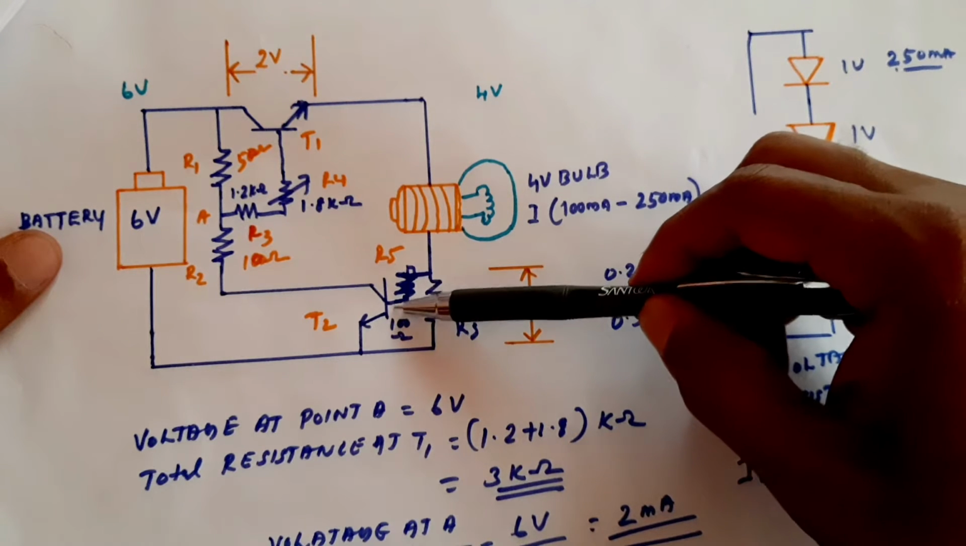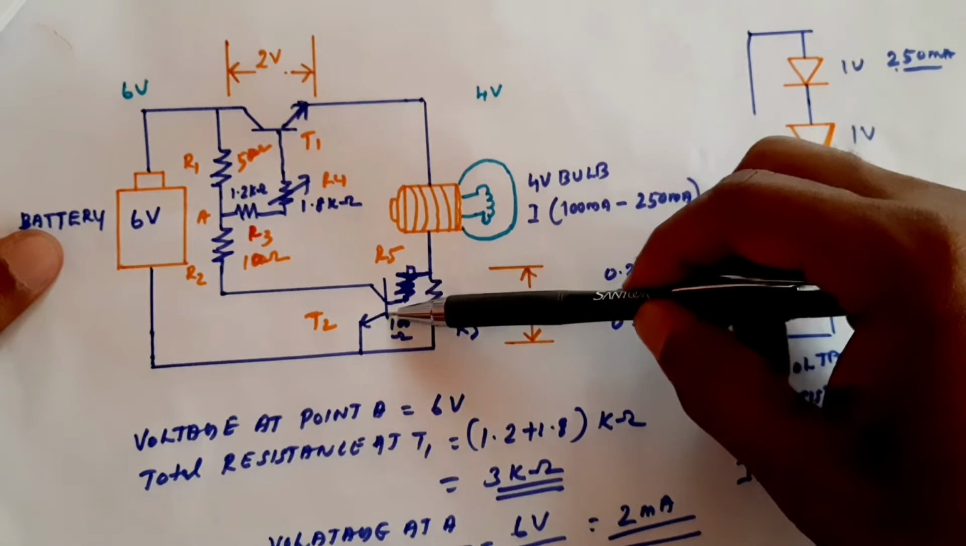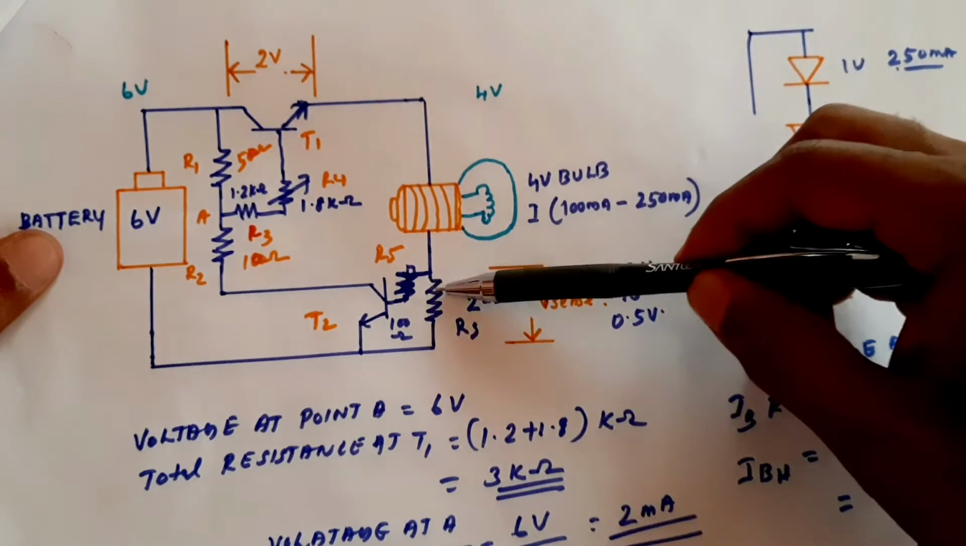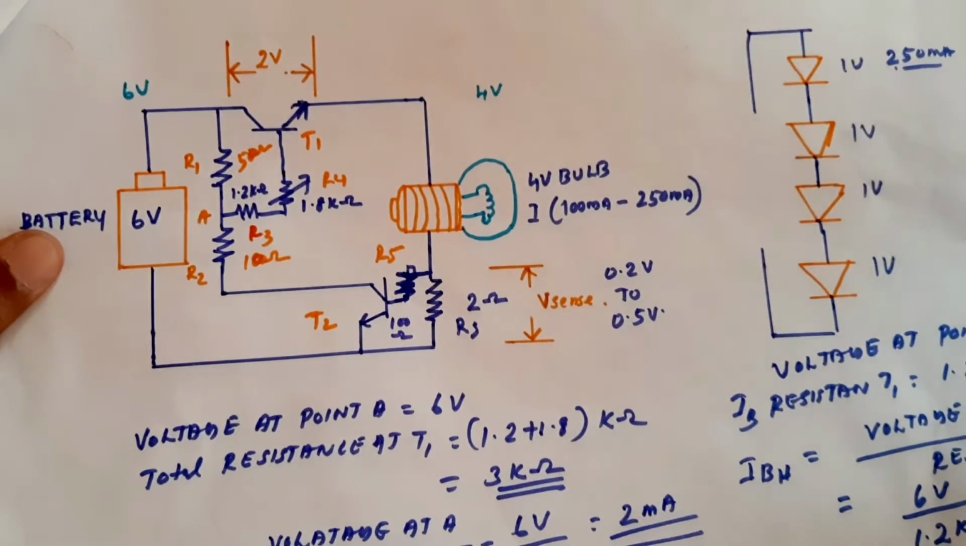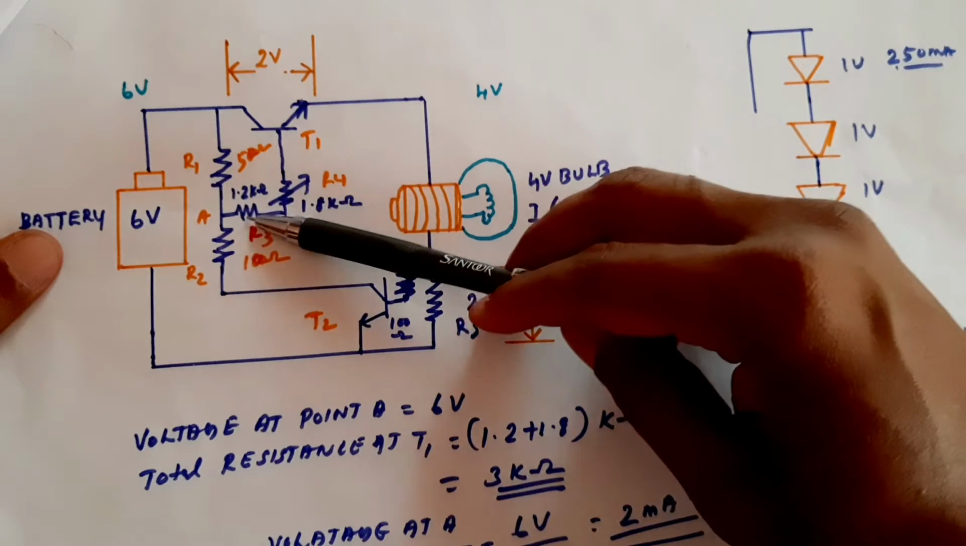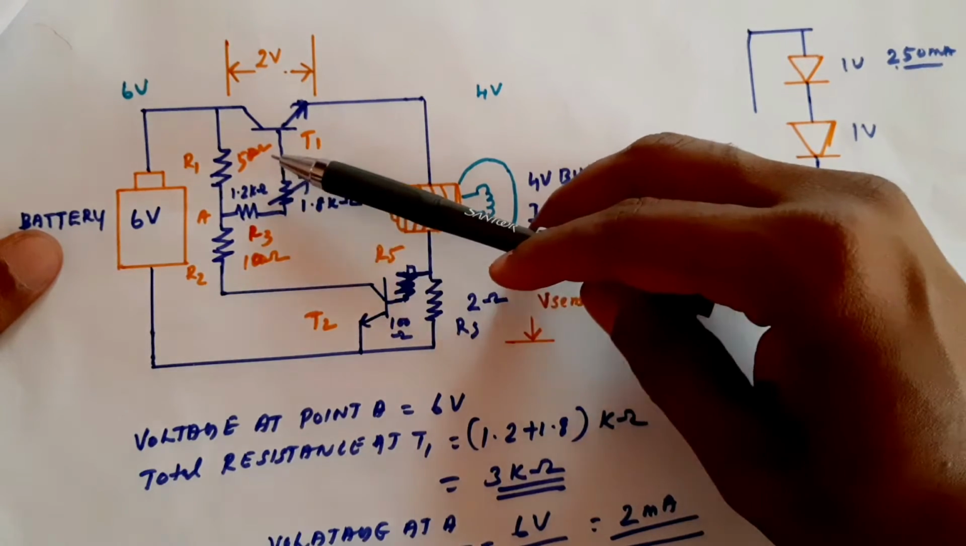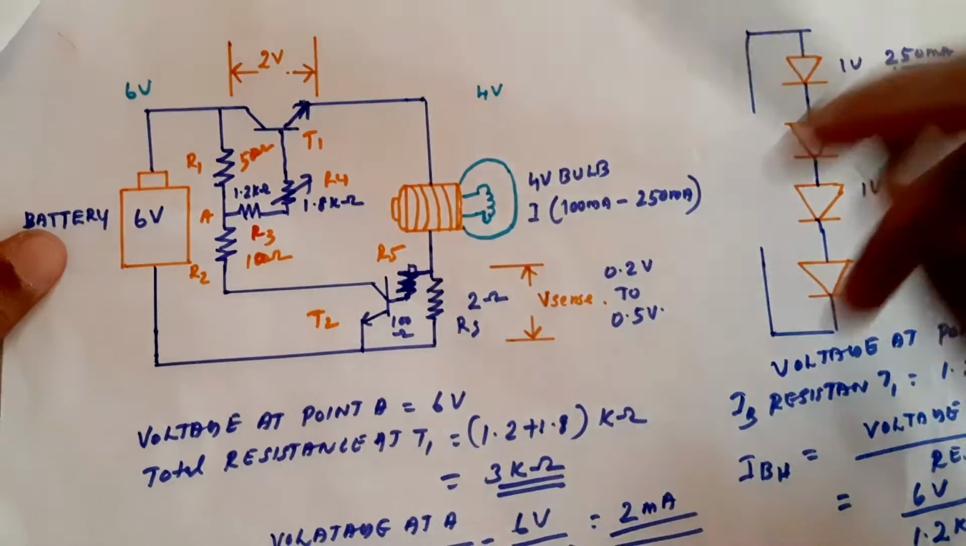This voltage is not enough to turn on the transistor. This transistor wants at least 0.5 volt to turn on. So we have now calculated the base resistor value. A 3 kilo ohm resistor has to be there.